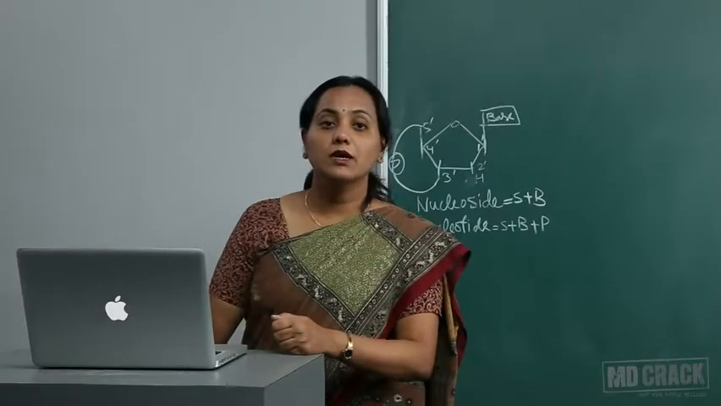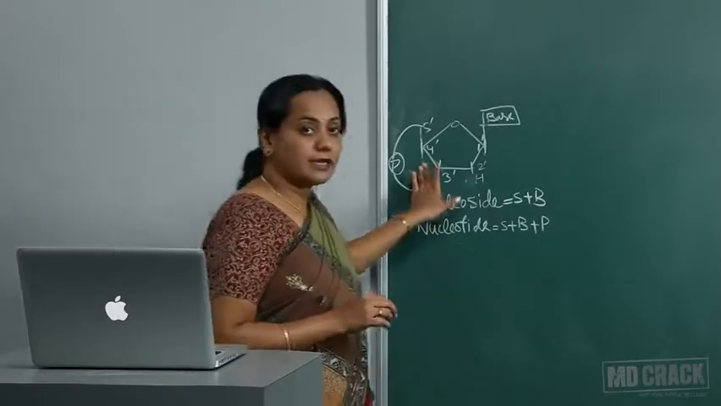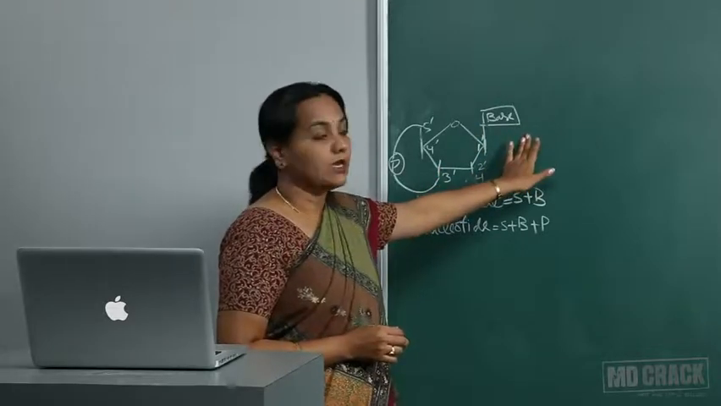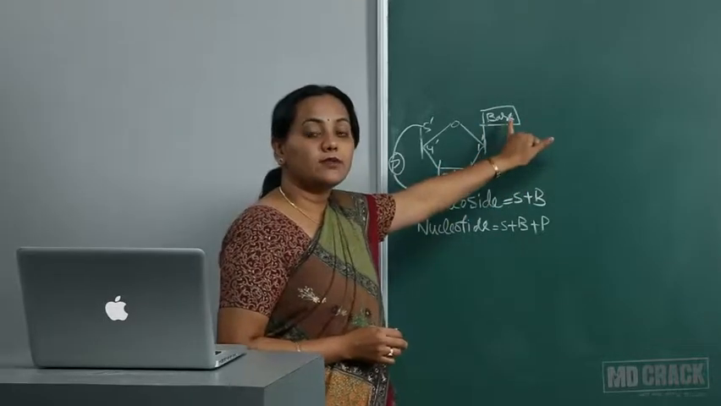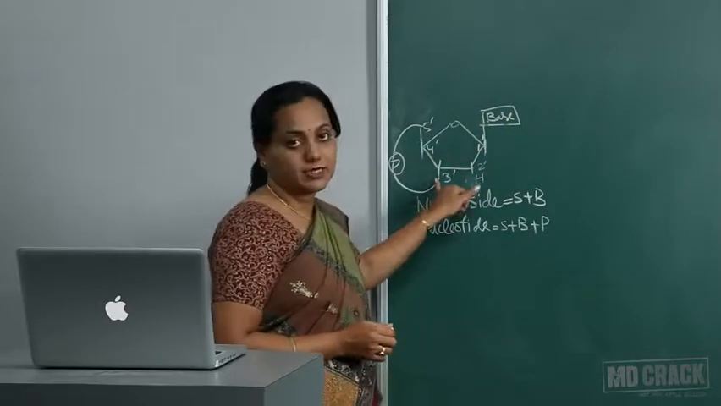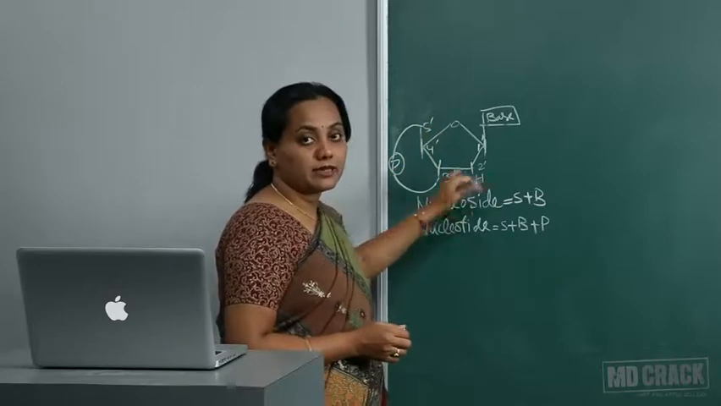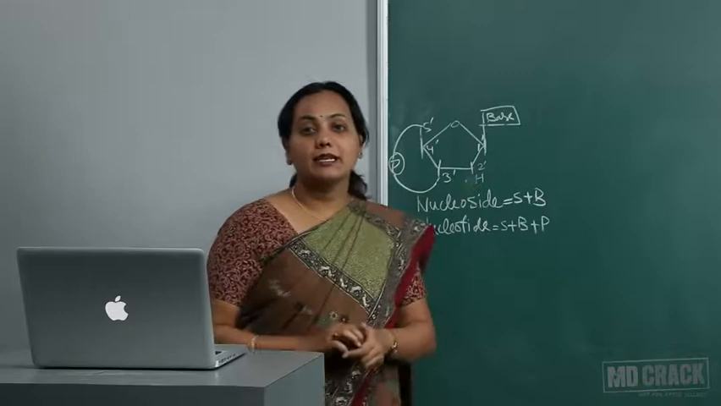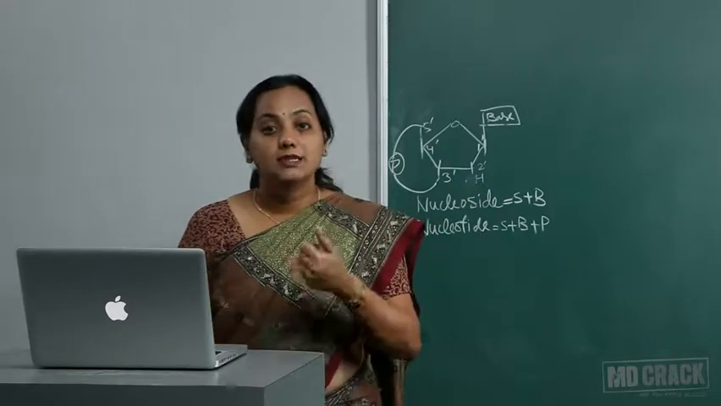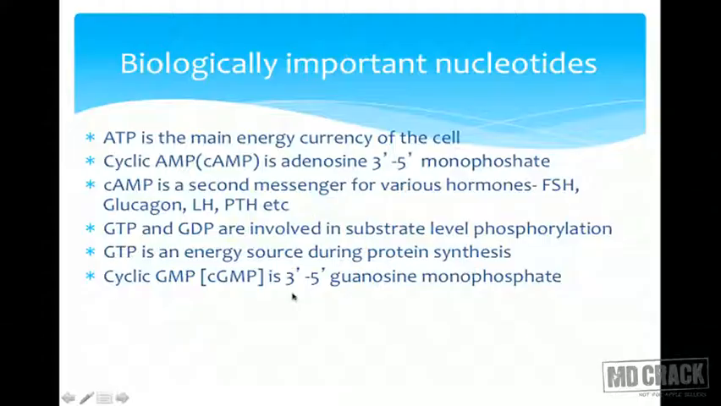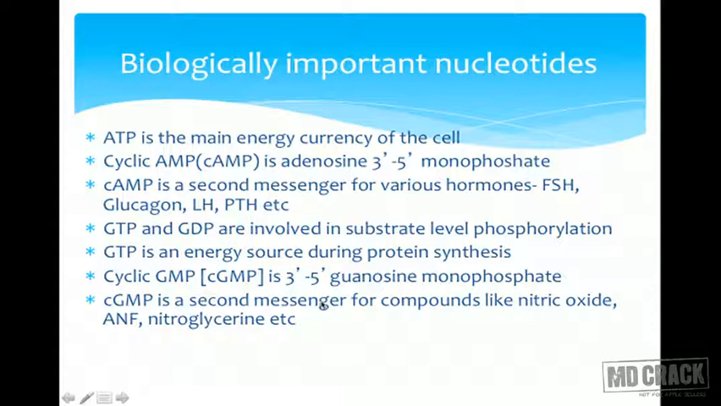You must have heard of, just as the way there is cyclic AMP, there is also something called as cyclic GMP. What is the difference here? If the base is guanine here, and this phosphate is present in the 3', 5', then we call it as cyclic GMP. Now where is it? This is also a second messenger. So 3', 5' guanosine monophosphate. Now cyclic GMP is also a second messenger.